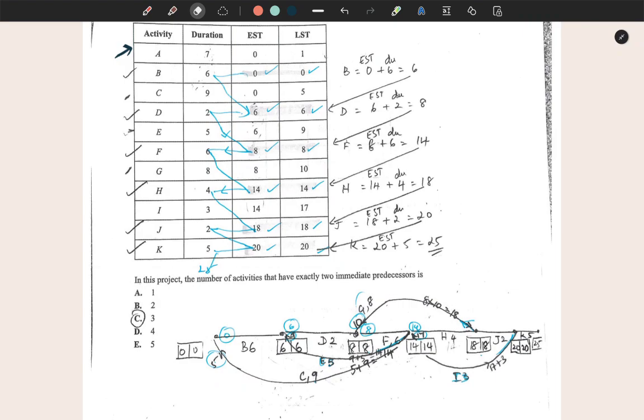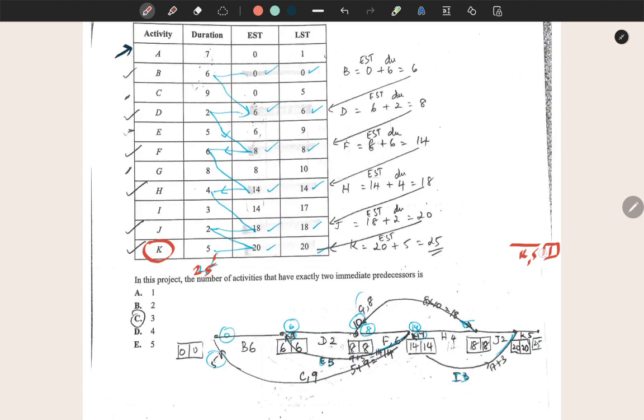Now, there are various ways of thinking about this question, but the method I'm going to explain to you is the way I best understood it. So I start by first identifying the critical path from the table, and the way to do that is start from the last activity. Its earliest start time and duration gives you ultimately the minimum completion time. Now, to go backwards, there's K over here with a duration of 5.